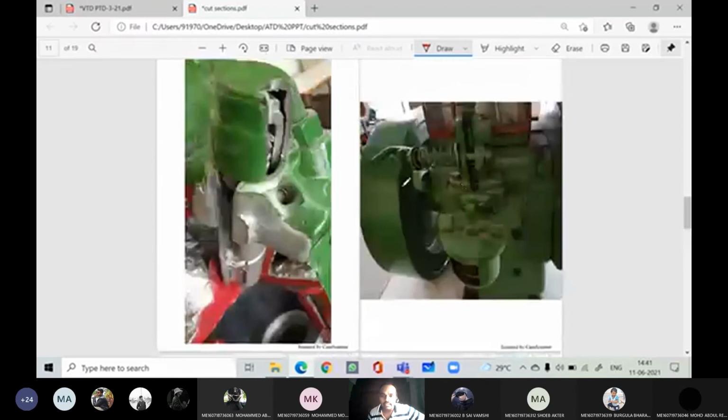This is actually the cutoff valve, meaning if you press this lever in this direction, the fuel supply is stopped. This is the fuel filter, and thereby the engine stops. We can see this is the fuel injector. From here it will be injected into the engine cylinder.